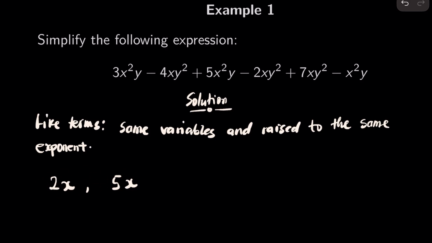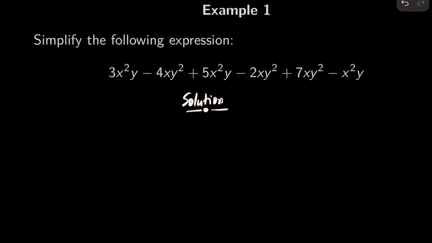So for example, suppose we have 2x squared y and 3xy. So here we have x squared and this is x, right? Although this is y, the exponent on the x here is not the same as the exponent on the x here, right? And so these two are not like terms.